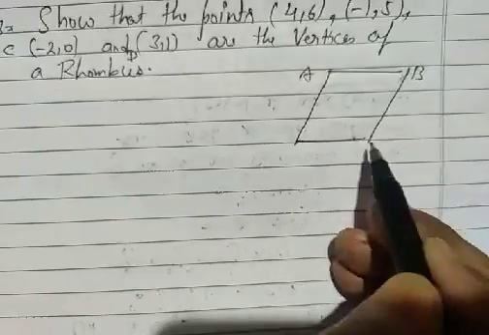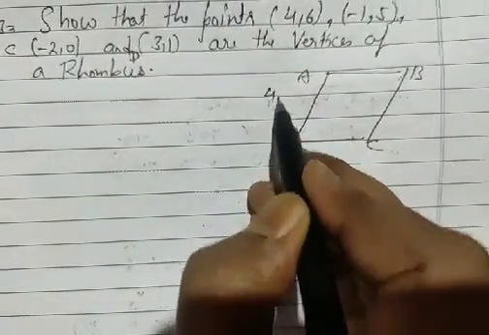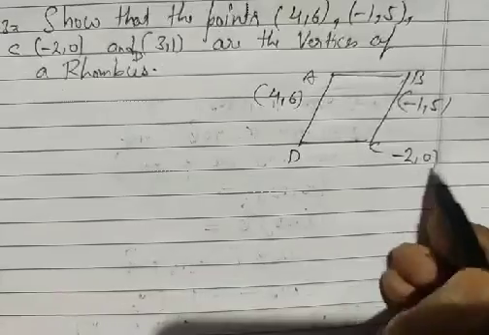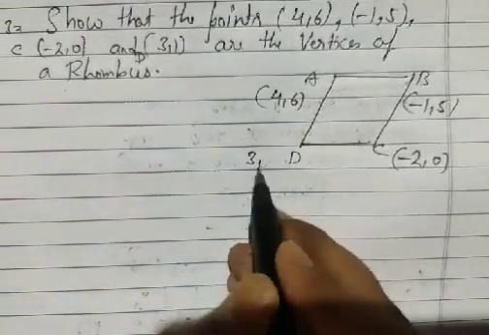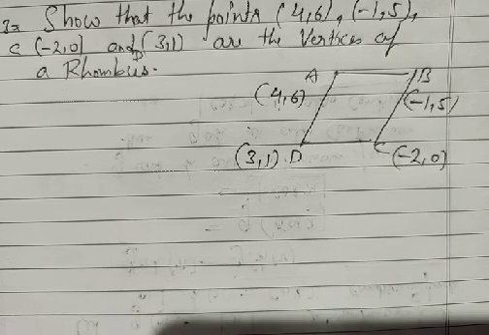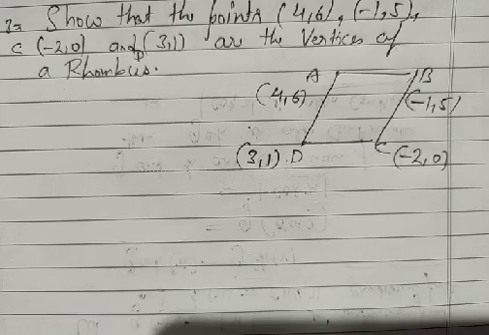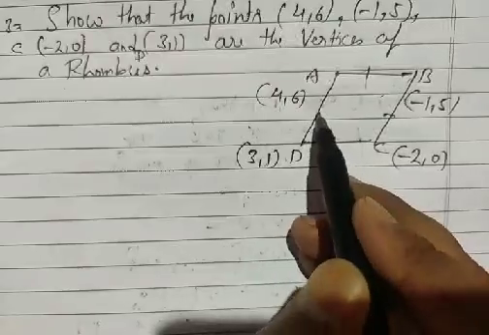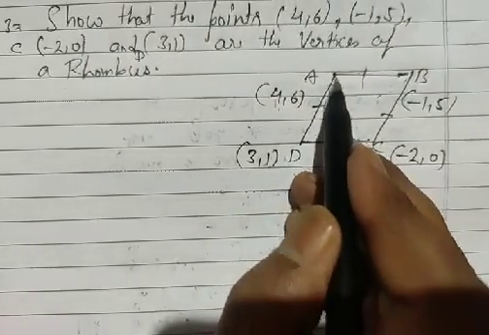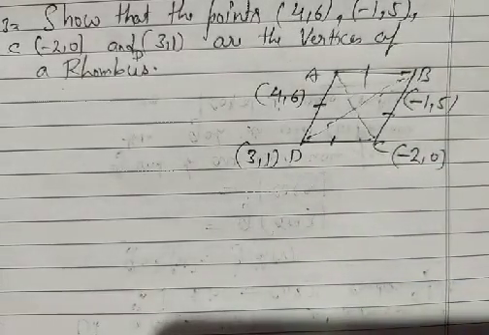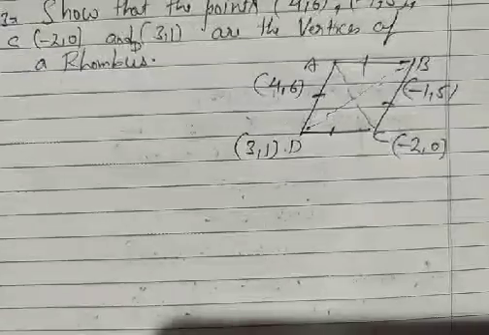Now we are going to start. We draw a rough figure again, taking A, B, C and D. Point A is 4, 6. B is -1, 5. C is -2, 0. And D is 3, 1. We have to show that these are the vertices of a rhombus. The first step is to find AB, BC, DC and AD. Then we are going to find its diagonals AC and BD. We have to apply the distance formula 6 times, one by one.